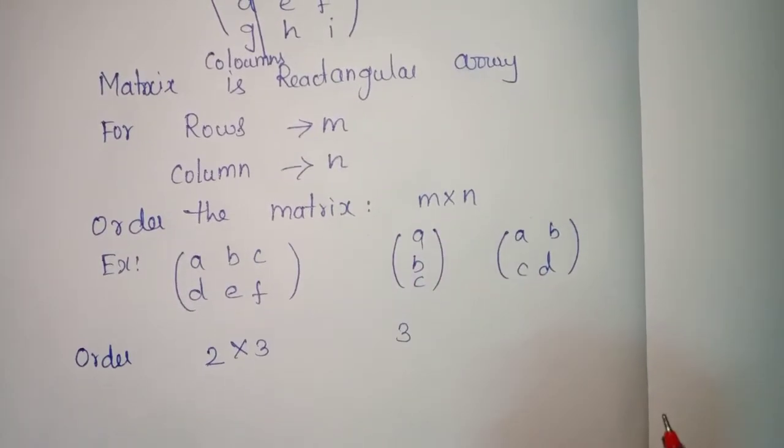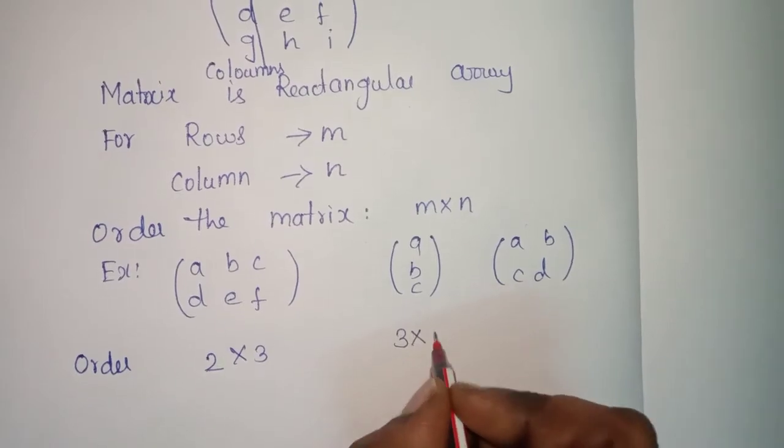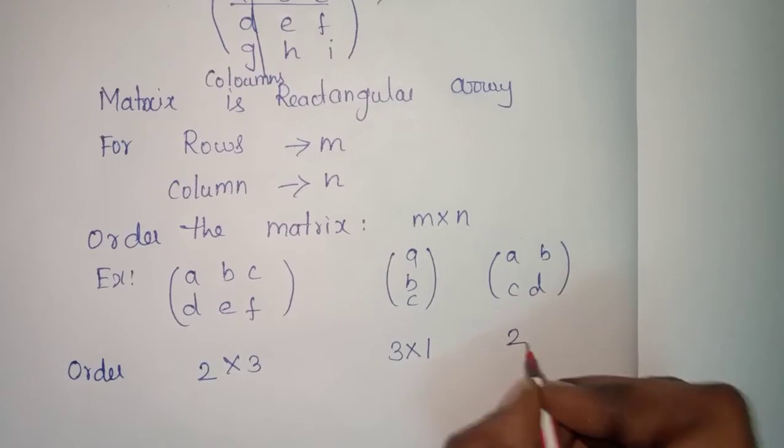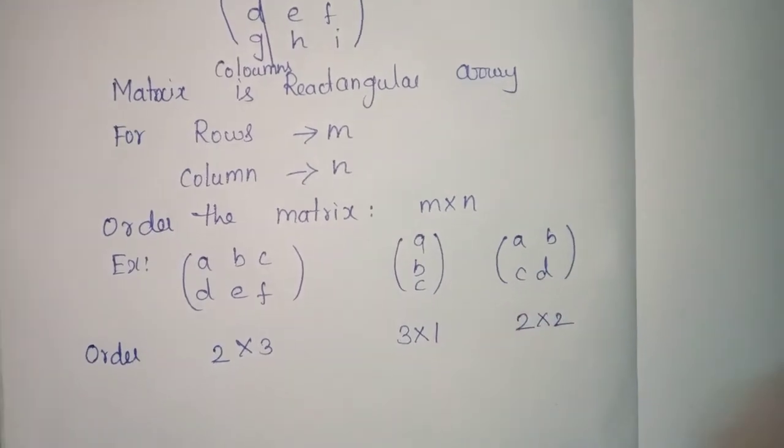Here the number of rows is 3, columns is 1. This is a 3 cross 1 matrix. Here the number of rows is 2, columns is 2. This is a 2 cross 2 matrix.